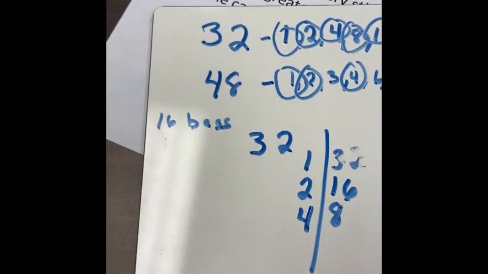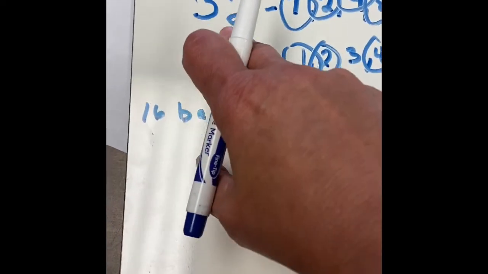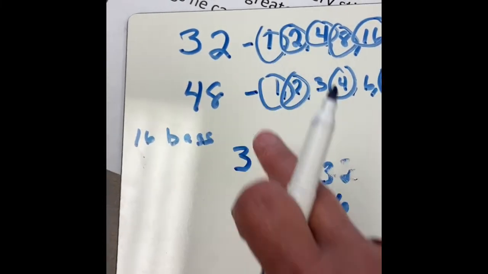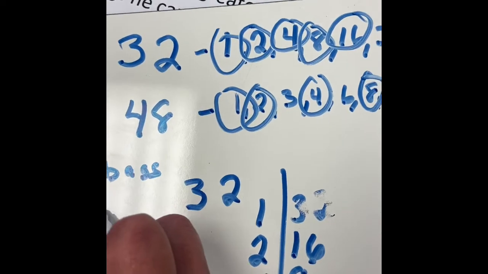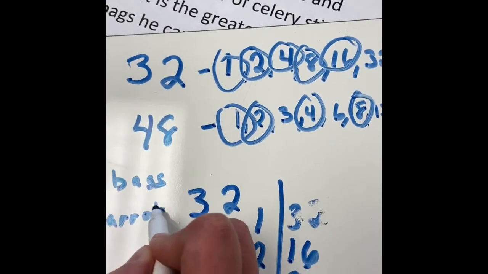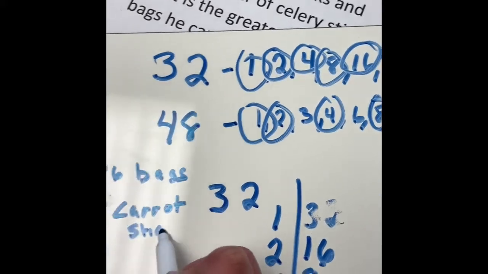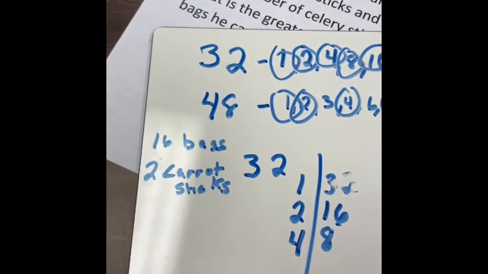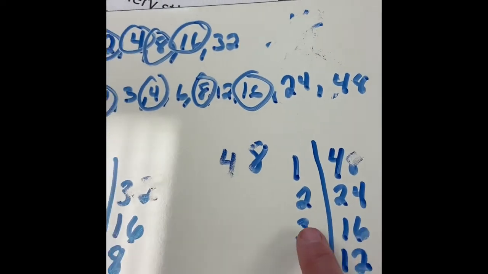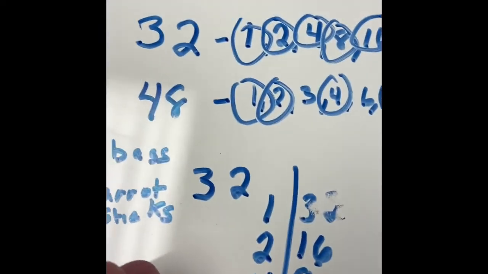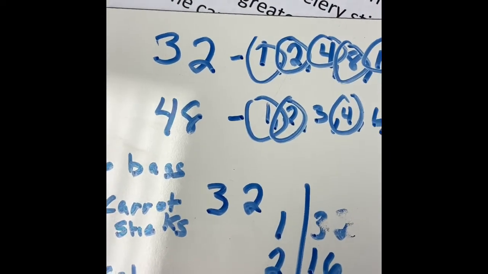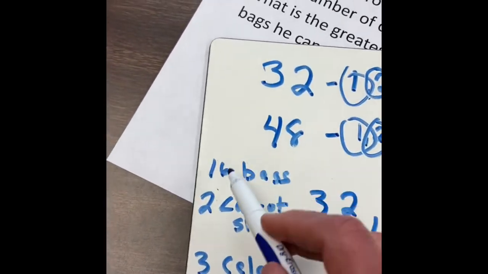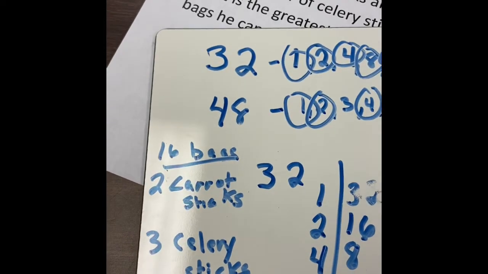Well, how many carrots would be in 16 bags? Well, how many times is 16 times 32? Well, 16 times 2 was 32, so that would be 2 carrots in each bag. 2 carrot sticks. If we have 48, well, if you come over here, 16 times 3, wasn't it? So then you would have 3 celery sticks. And each bag would have 2 and 3 in it.